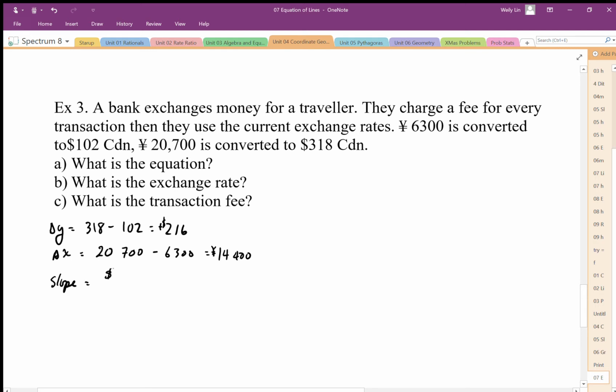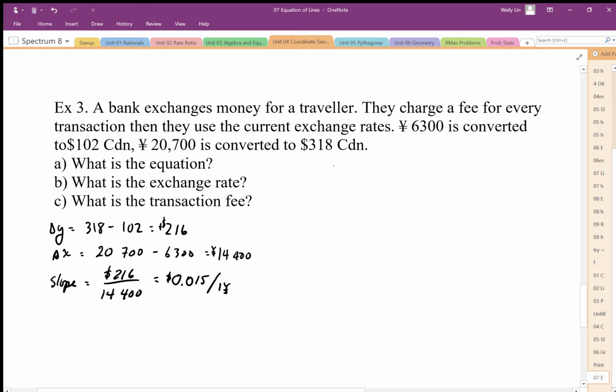So it's going to be $216 for 14,400 yen. Okay, so we're going to divide those to find a unit rate. So we're going to do 216 divided by 14,400, and we get 0.015. Okay, so this is going to be $0.015 for 1 yen. So there's our rate. This works out to be the slope in our equation.